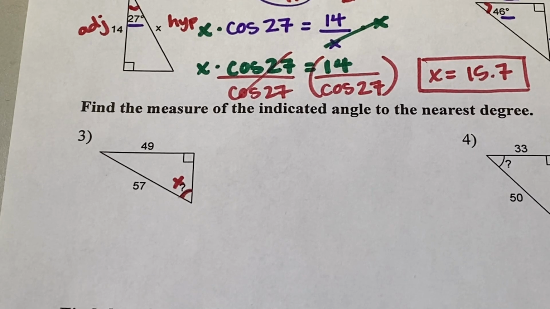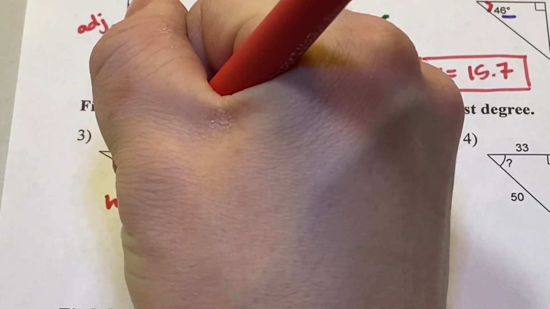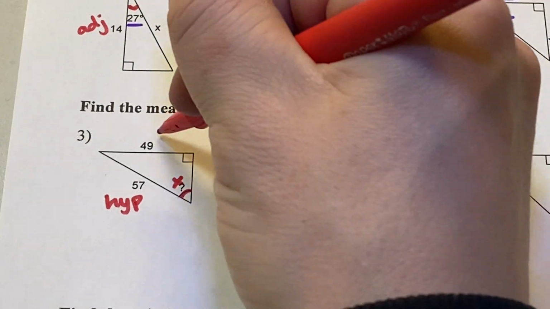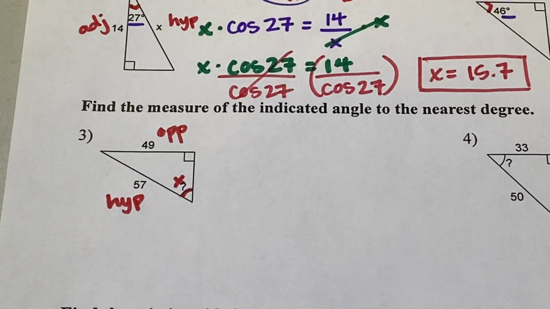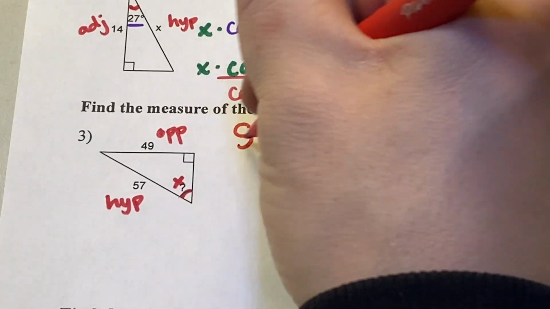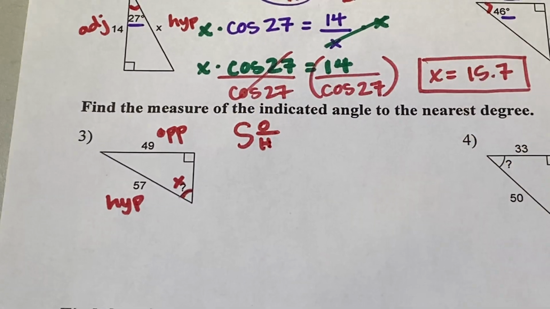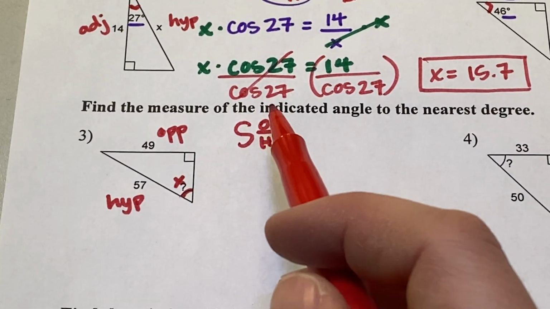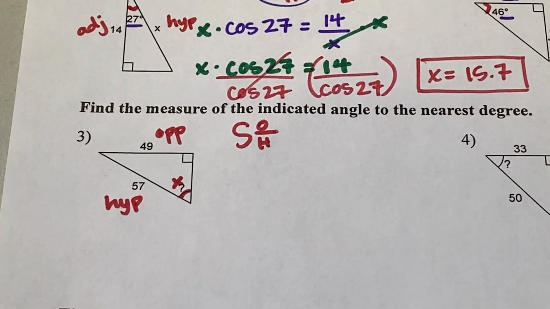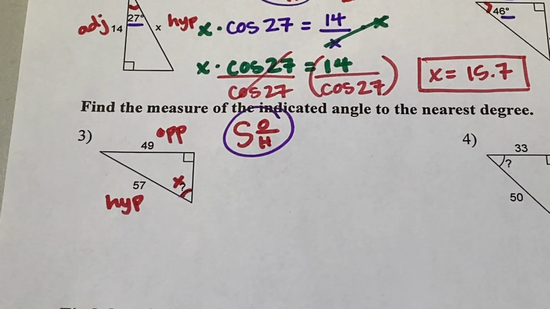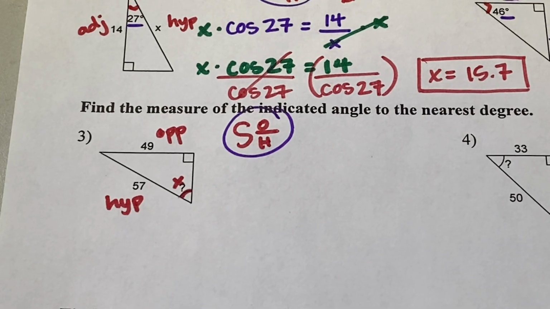What 2 sides am I working with? Opposite, adjacent, hypotenuse. It does give me the hypotenuse this time, and the opposite. It's going to be sine. Nice. You guys are getting this off the top of your head. You know that the only function that works with opposite and hypotenuse is sine. So that means we're going to be using sine for this equation.